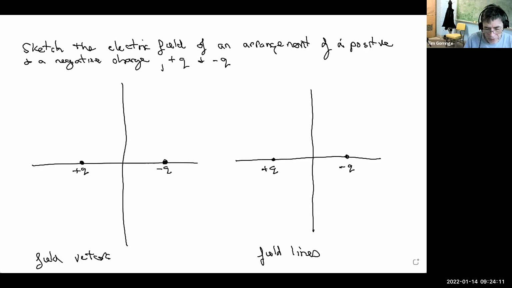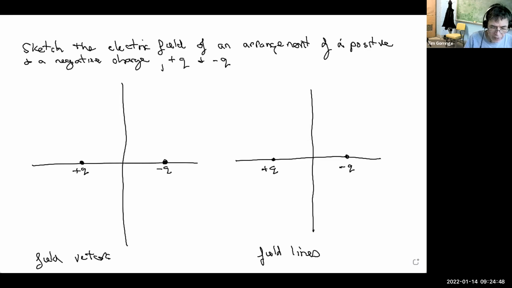We're actually going to do it two ways. Firstly, I'm going to draw the electrical field using electrical field vectors, which describe the electrical field at individual points in space. And then I'm going to sketch the electrical field using electrical field lines, which more generally describe the size and the direction of the electrical field in the space surrounding the charges. So we're going to do these two ways.